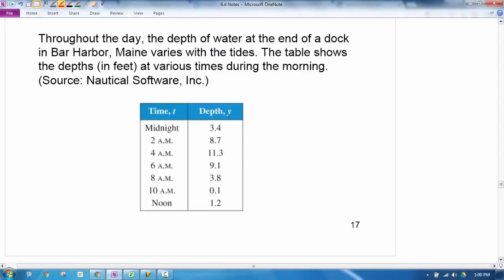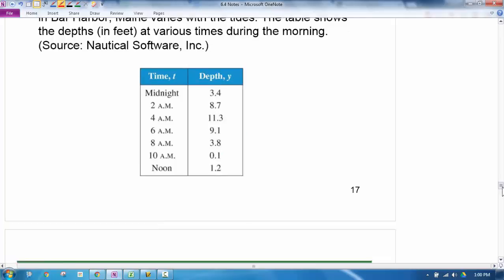Okay, so here's the last example then. Let's say that we have the depth of water y at the end of the dock in Bar Harbor, Maine, and it varies with the tides. The table shows the depths in feet at various times during the morning. So we have the time and we have the depth. Okay, what we're going to do is answer some questions about this.